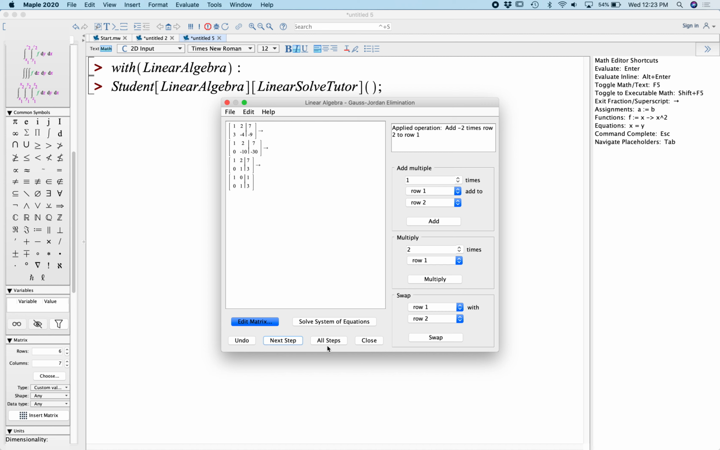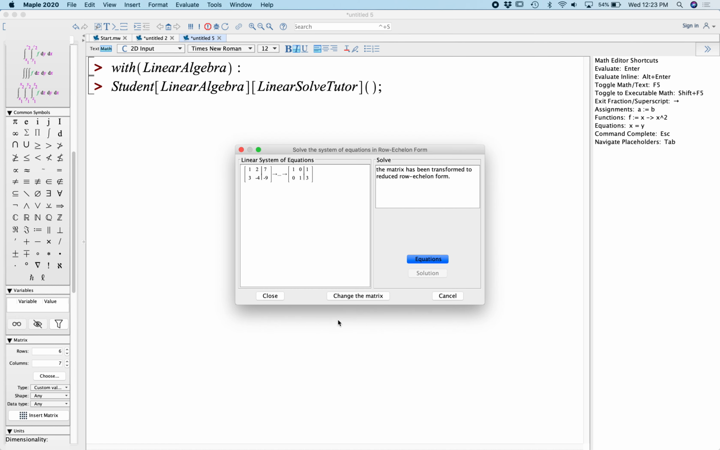Once all the steps are completed, we go with solving for the system. The matrix has been transformed to reduced row echelon form, and converting to equations, x1 = 1 and x2 = 3. So in the solution, we have x1 equal to 1, x2 equal to 3.